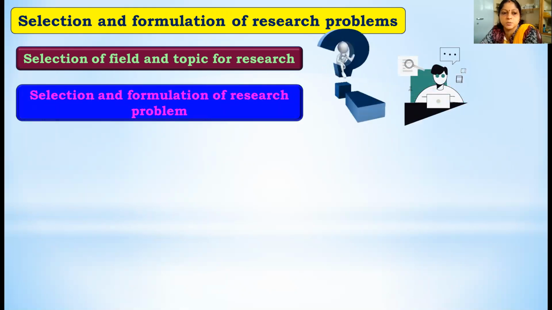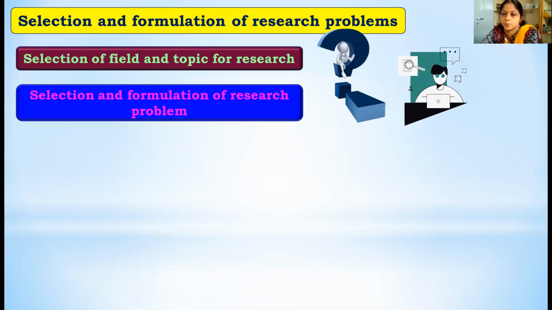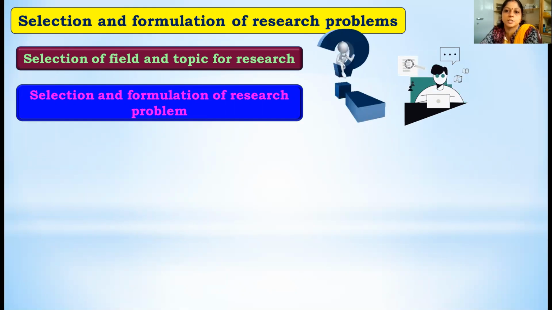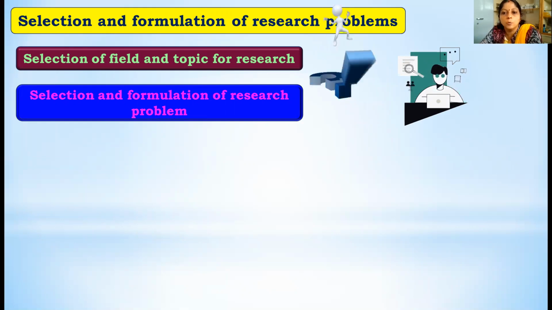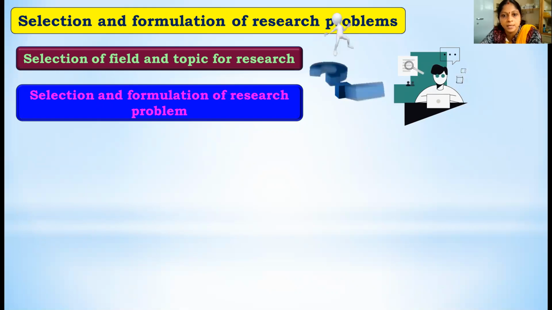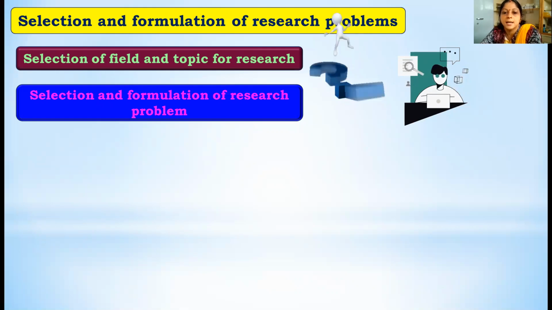The next thing is, once the topic or field is selected, you have to formulate the research problem. For example, as I said, if I want to work on gender or women empowerment, then I should formulate my research problem on a specific area. On women empowerment, what do I want to study? How much they are empowered with respect to entrepreneurial ability, or with respect to economic empowerment or economic activities. Like that, I have to formulate my research.